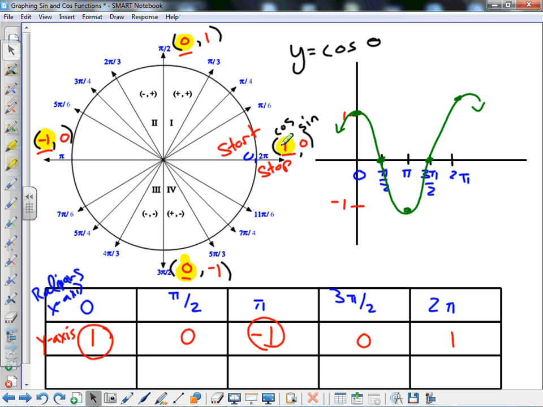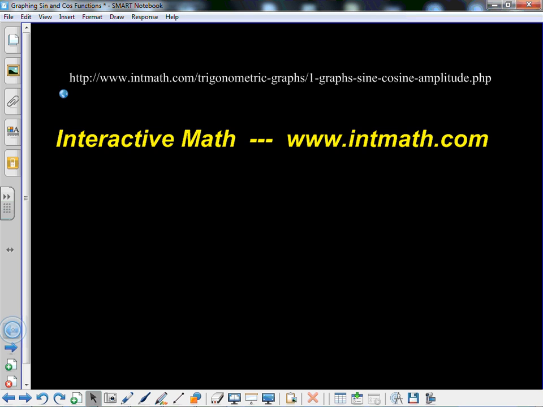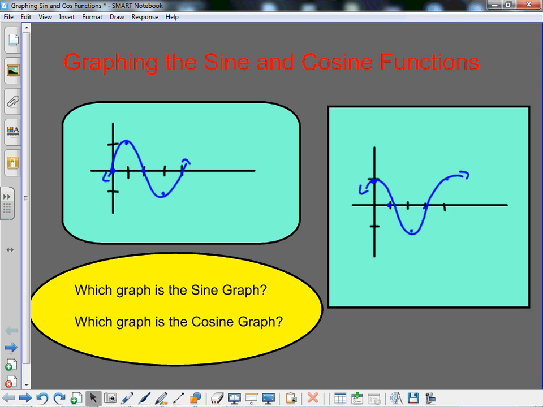So, we have graphed the sine function, and we have graphed the cosine function. Now, I'm going to scroll back quickly. Which one of these is the sine? Which one of them is the cosine? Right. This is the sine, and this is the cosine graph. Great job.